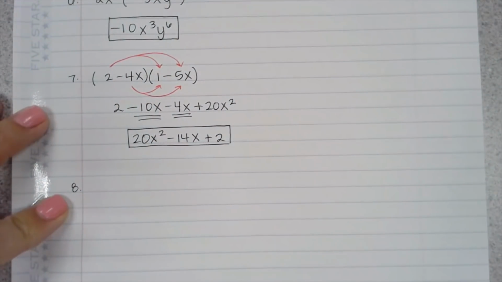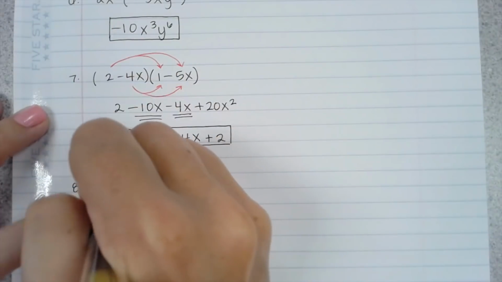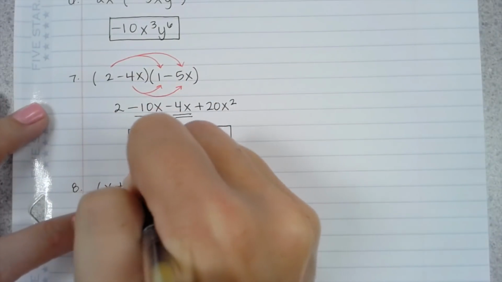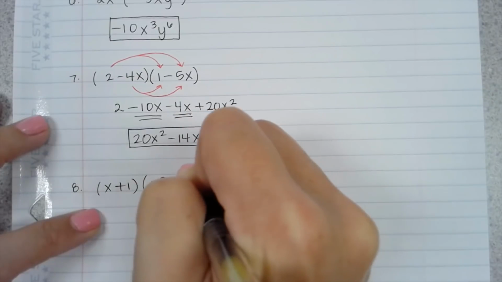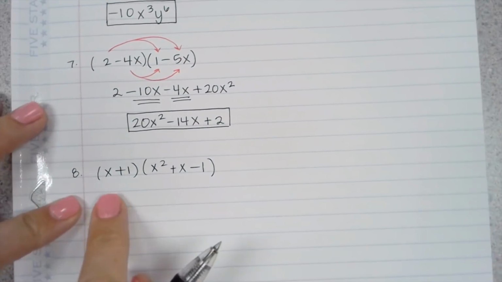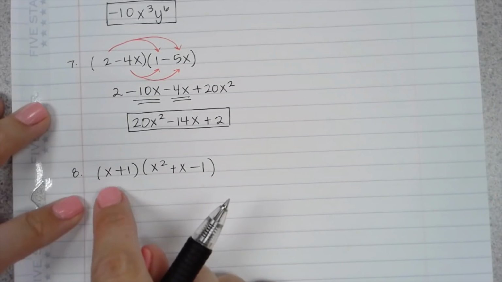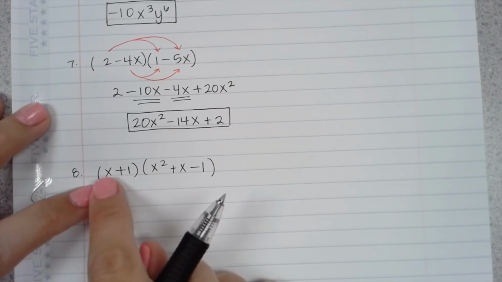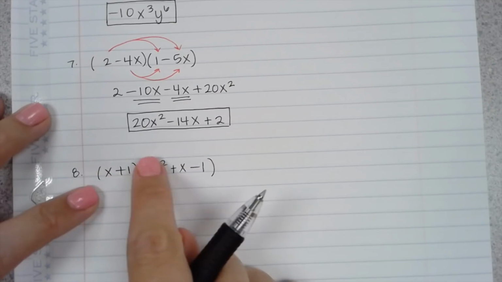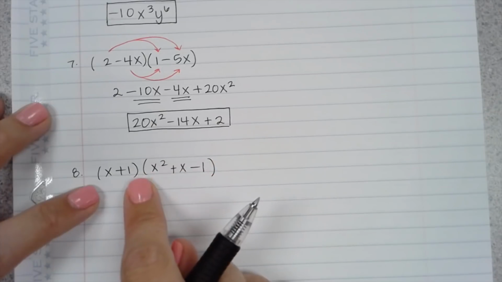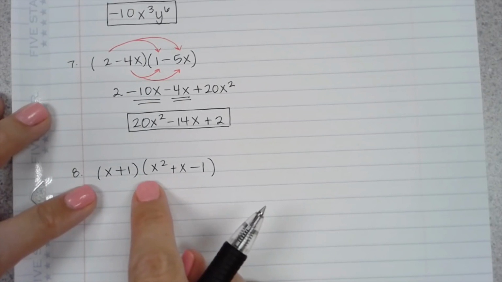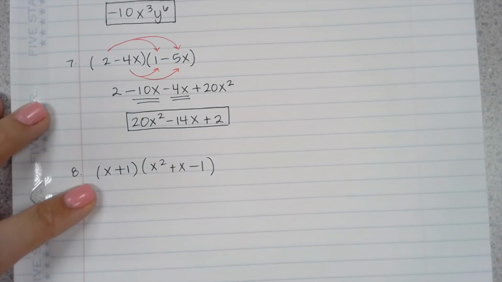Question number 8 is also a multiplication question. This one says x plus 1 times x squared plus x minus 1. So for the format of this answer, I knew it was going to be a multiplication question because the directions said multiply, but I also knew that it was going to be a multiplication question because I have a binomial, x plus 1, and then the parentheses close, and then new parentheses start. And so in between the 2 parentheses, there's no space. They're right adjacent to each other. They're right next to each other. So that's how you know that this is going to be a multiply question.